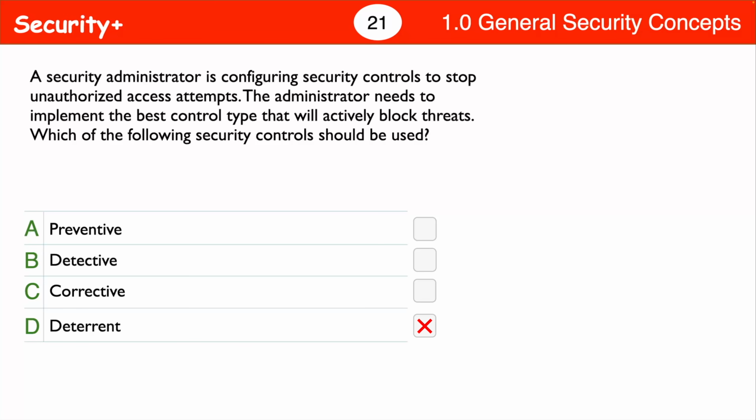Next, we can eliminate C, corrective. Corrective controls are used after a security incident to minimize damage and restore systems. However, corrective reacts to security events instead of stopping them.